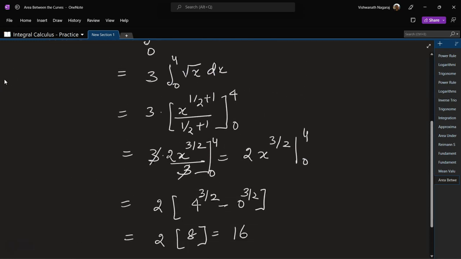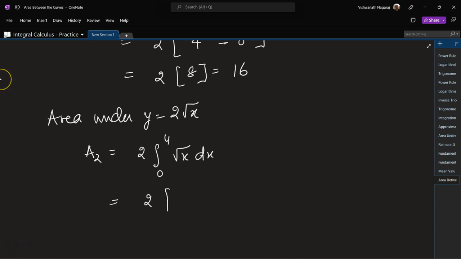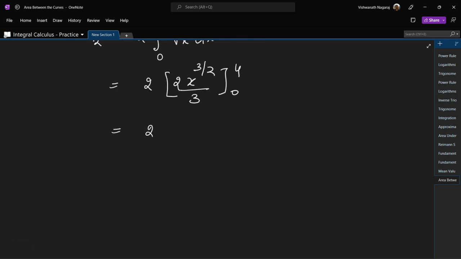Okay, this was 3 square root of x, now 2 square root of x. So let's say a2 is equal to 2 integral 0 to 4 of square root of x dx. So 2 x to the power of 1 by 2 plus 1 is 3 by 2, by 3 by 2, which we can write as 2 by 3, 0 to 4. Okay, so 2 times 2, so 4 by 3.